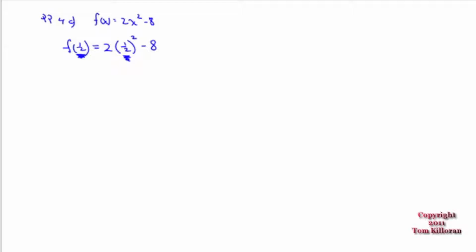All right, half squared. Do you remember your laws of exponents? It would be 1/4. It would be 1 squared over 2 squared. So f of a half is equal to 2 times a quarter minus 8.